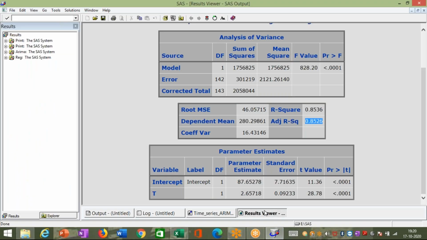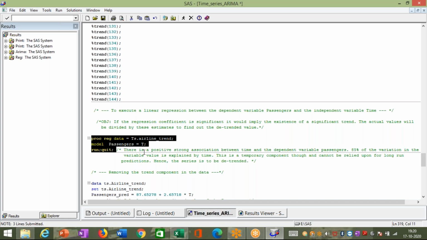So what is the idea over here? The idea is that there is a very strong positive association between time and the dependent variable. I'll not use the word association, it can be misleading. There is a strong causality between time and the dependent variable, passengers. 85% of the variation in the variable value is explained by time.